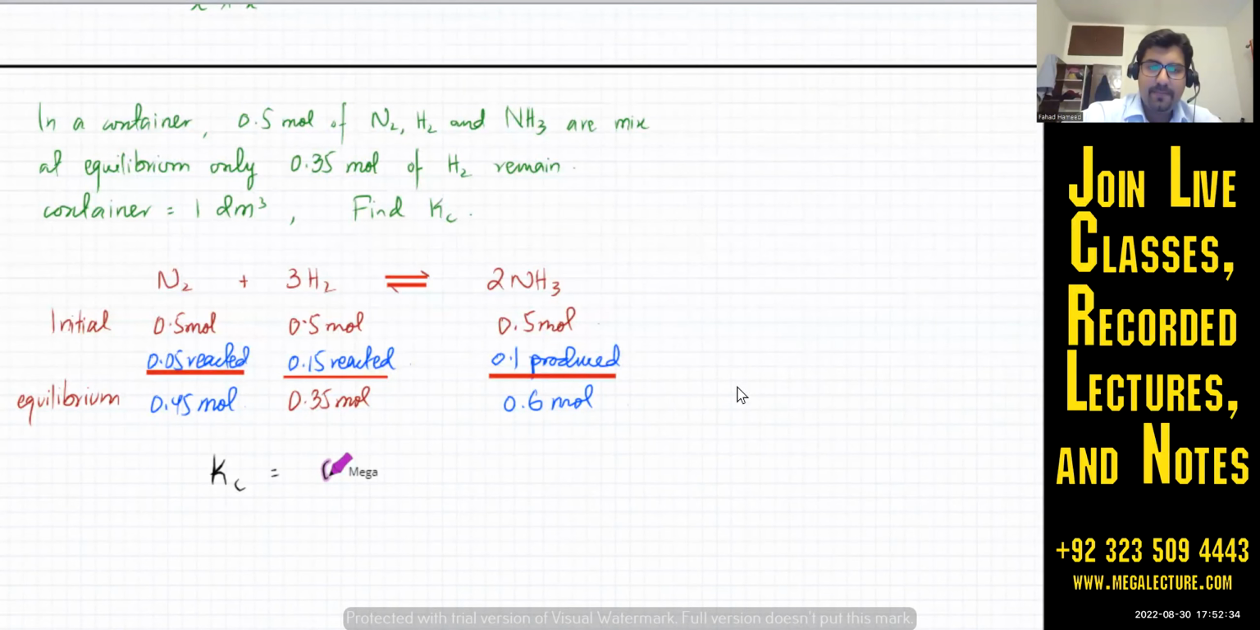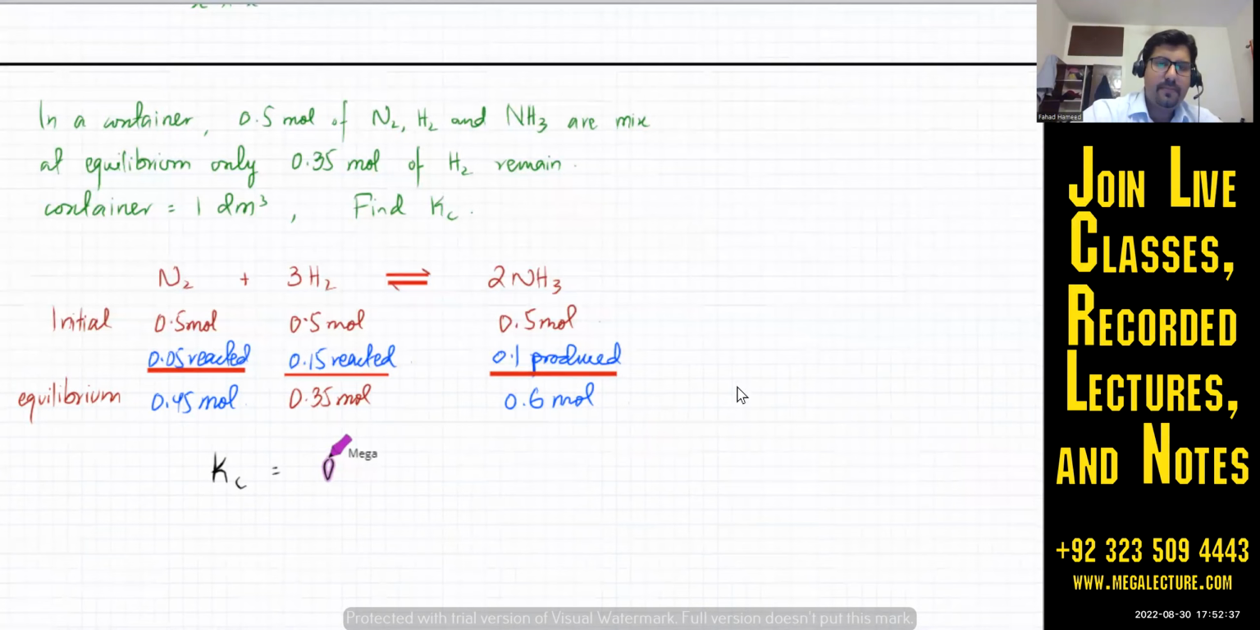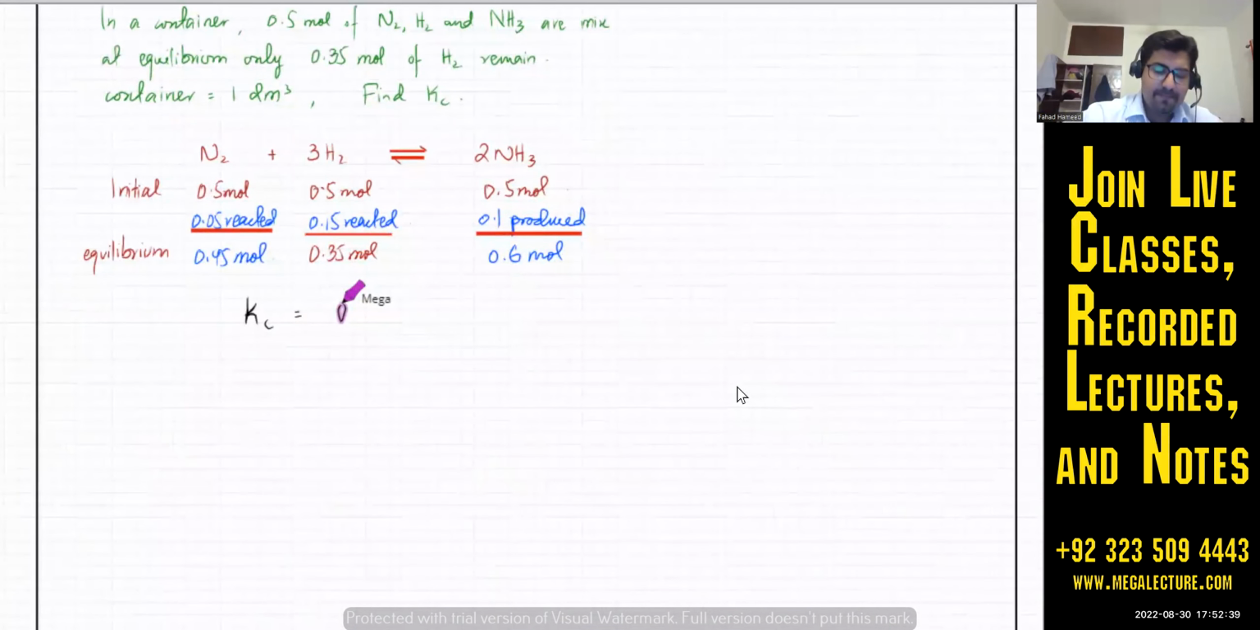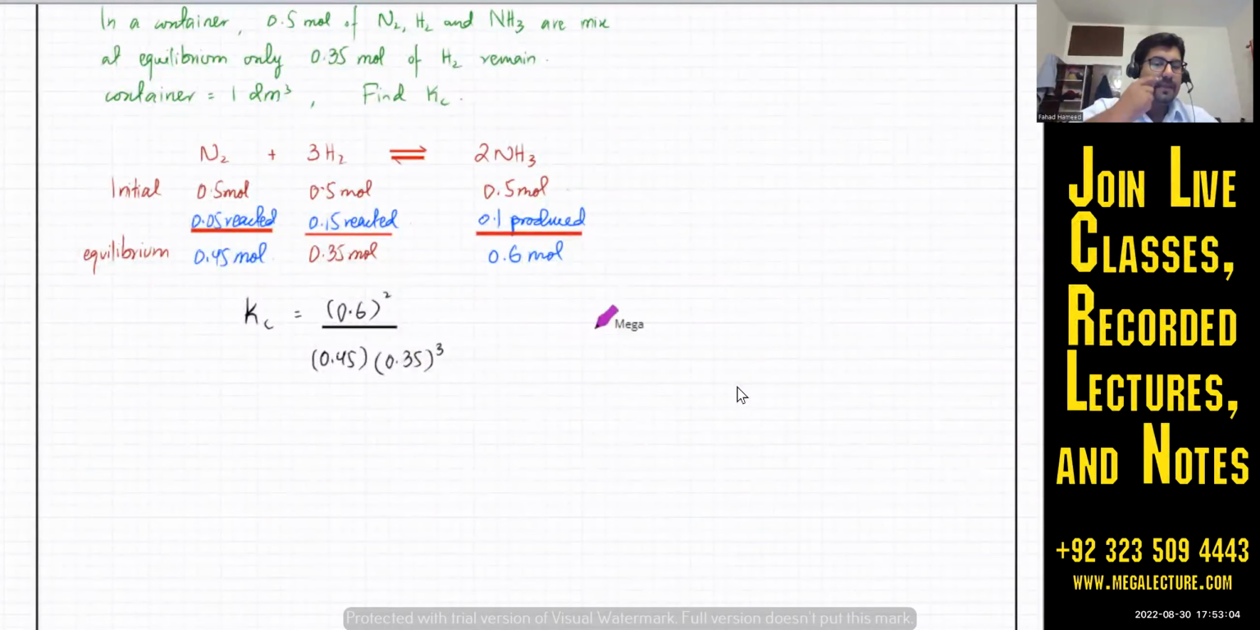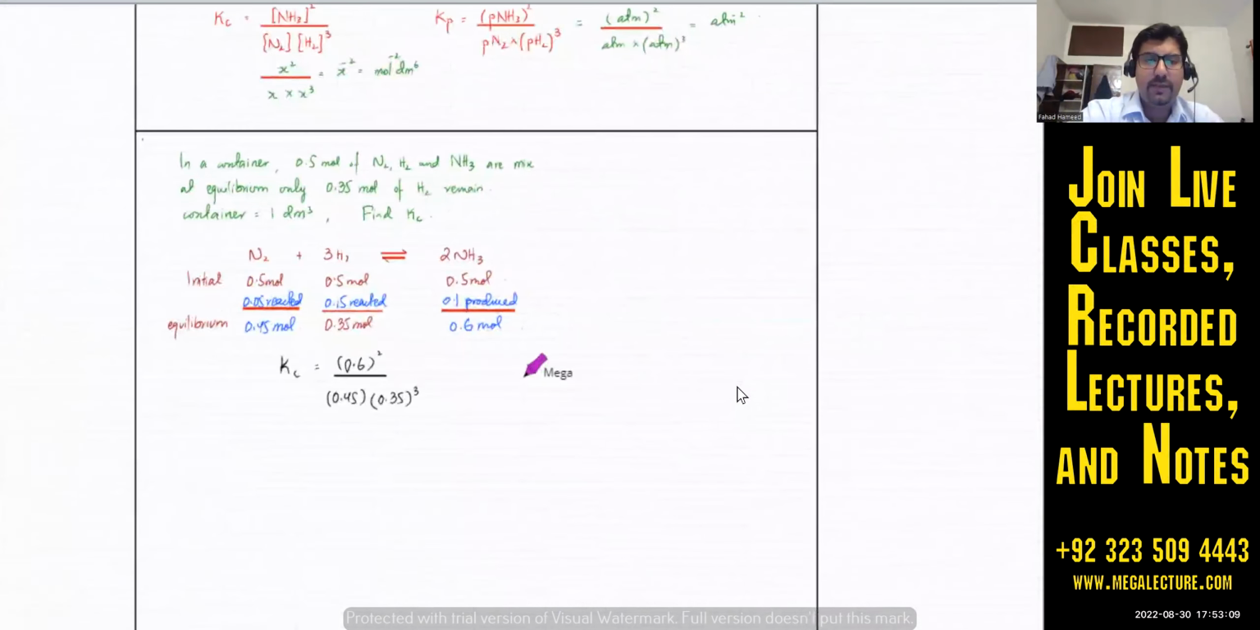So divide by 0.45, जो कि N2 है, and that's power 1, and H2 that's 0.35, that's cubed. So you have a Kc expression. Anyways, I'm going to jump to Kp now.